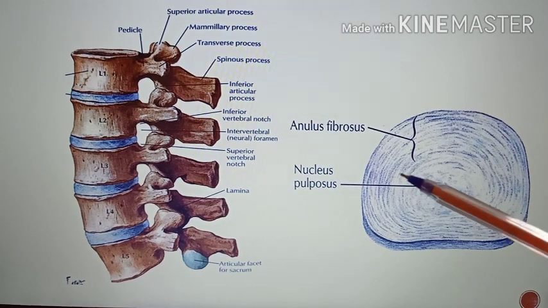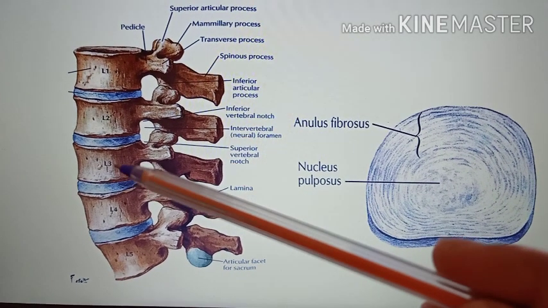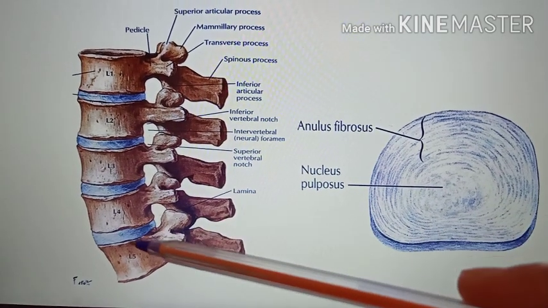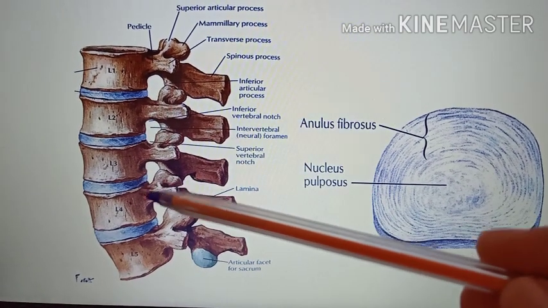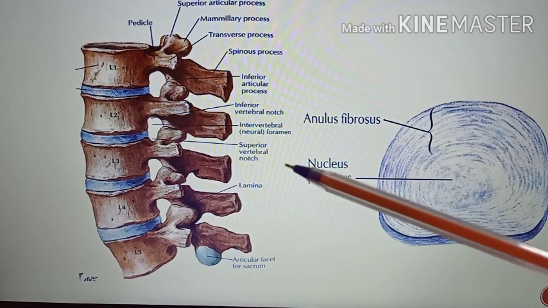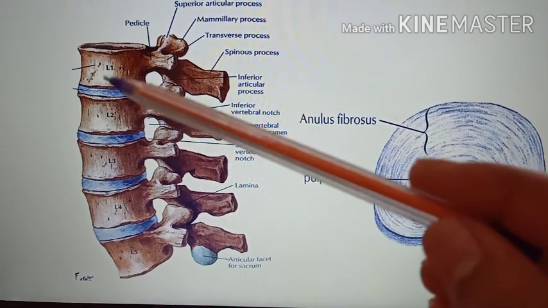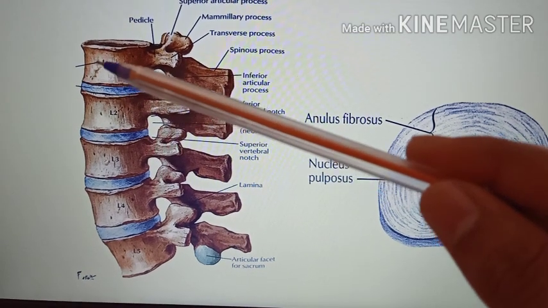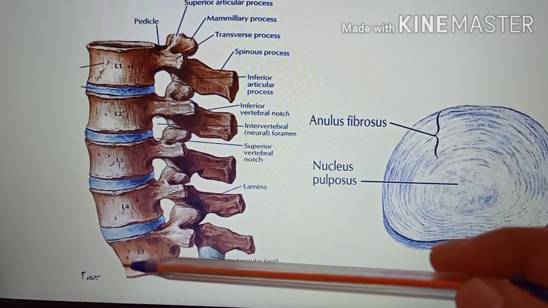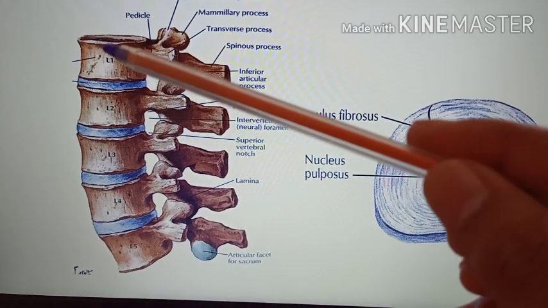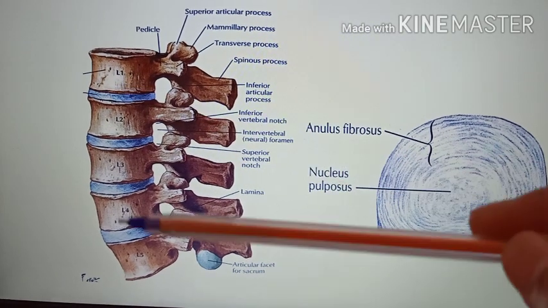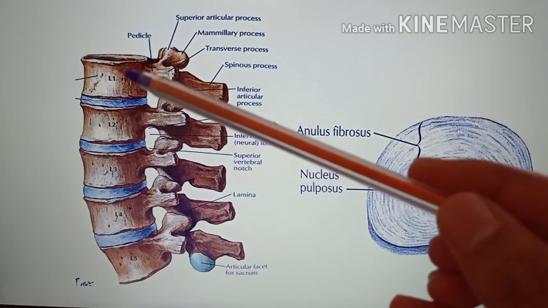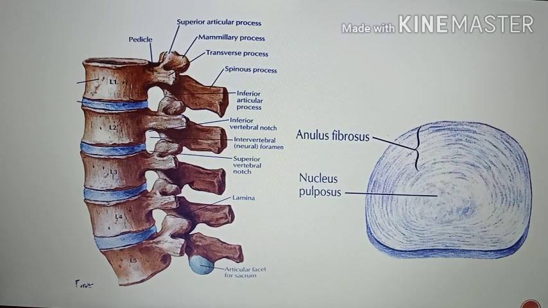Then this body, when you see it, it is not having any costal facets. There is absence of costal facets in the body. Then the size of the body increases progressively from first to fifth lumbar vertebra. So when you see it, the size of the body will increase. So the fifth lumbar vertebra will be having a larger body compared to the first lumbar vertebra.